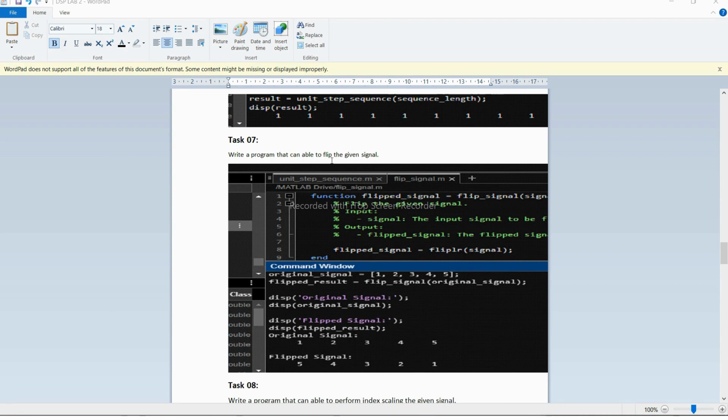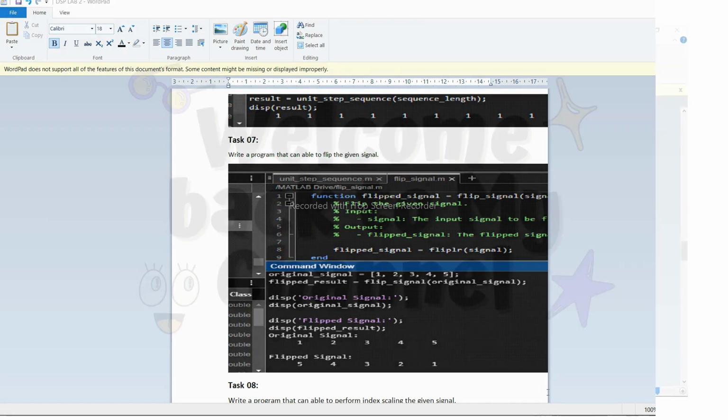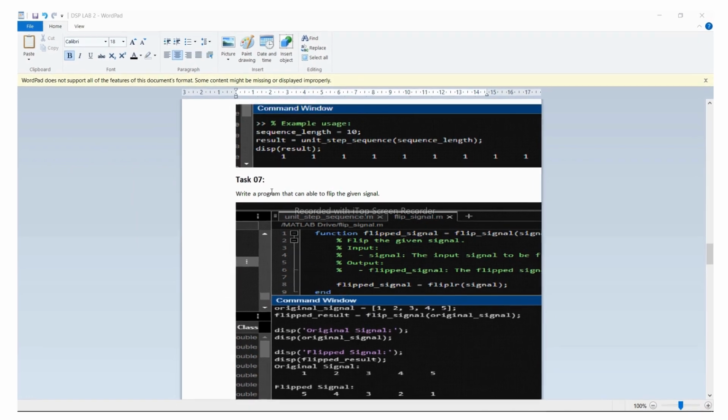Task number 7. Write a program that can flip the given signal. By putting in the specific functions and code, we will get the desired output. The original signal is from 1 up to 5. After flipping the signal, it will start from 5 4 3 2 1, meaning it starts in reverse.